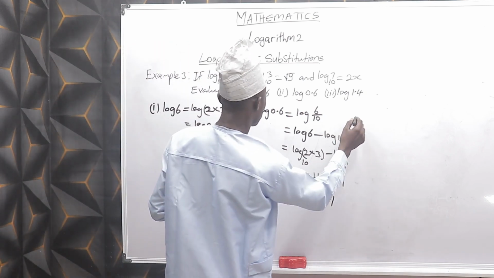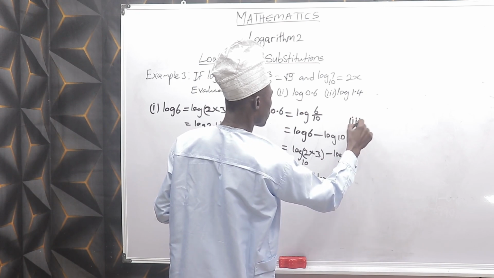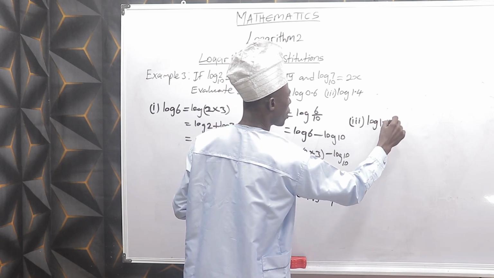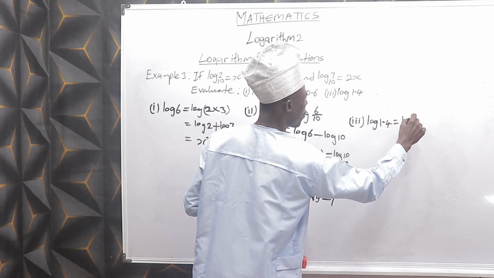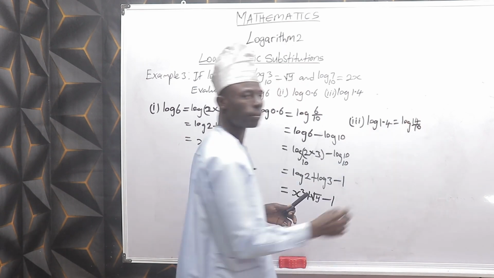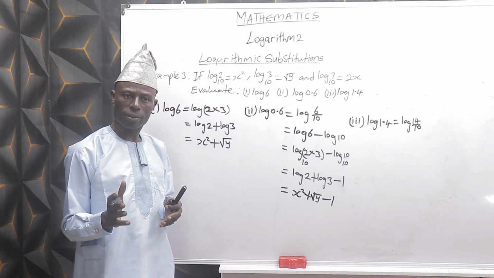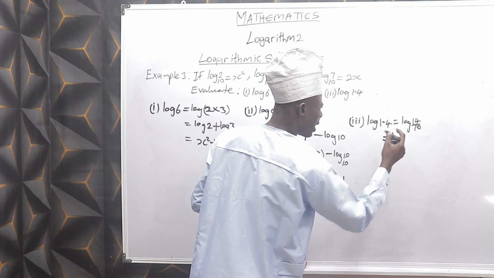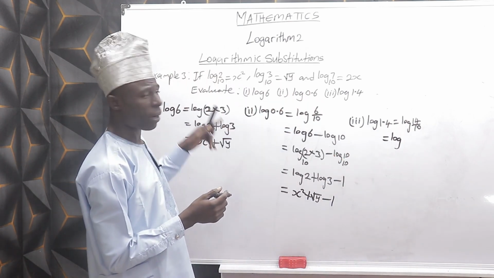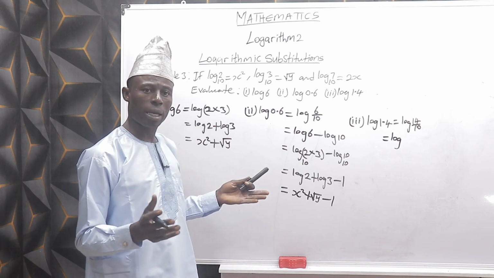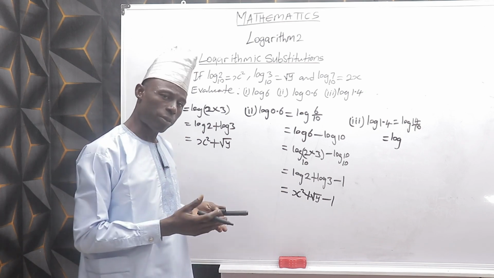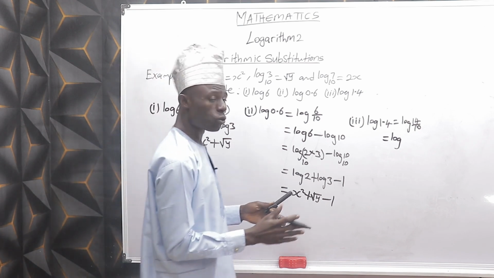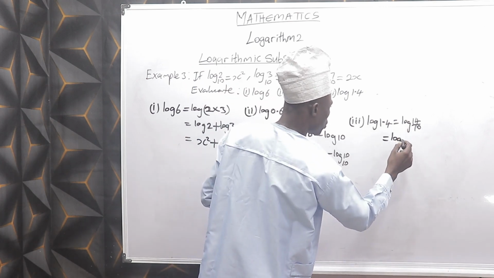The last one, Roman figure 3. Log 1.4 equals log 14 over 10. Do you understand? Before you simplify, as I've told you, think of what will be the repercussion. At times you simplify, no problem. But at times your simplification will land you into a kind of stuck situation that you will not be able to move forward there. So leave it without simplification.